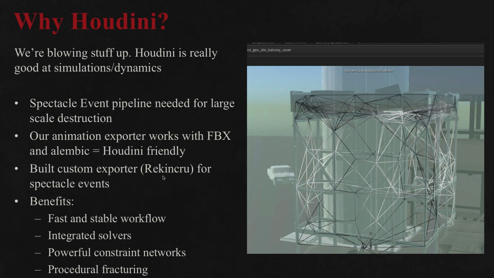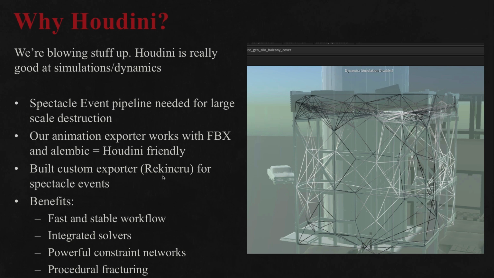There's a lot of options out there, a lot of different tools to do the kind of things that we started using Houdini for. Namely, that was spectacle events. Spectacle events are what we call large-scale destruction events, big buildings, towers, and things like that crashing down. So Houdini's core competency really suited that task, so that's kind of where we started.